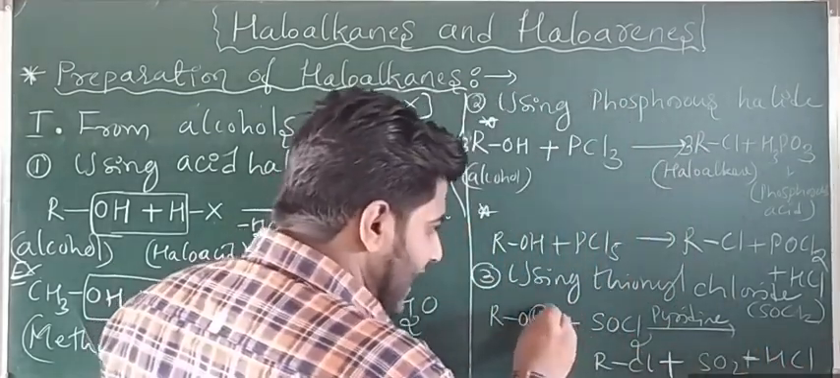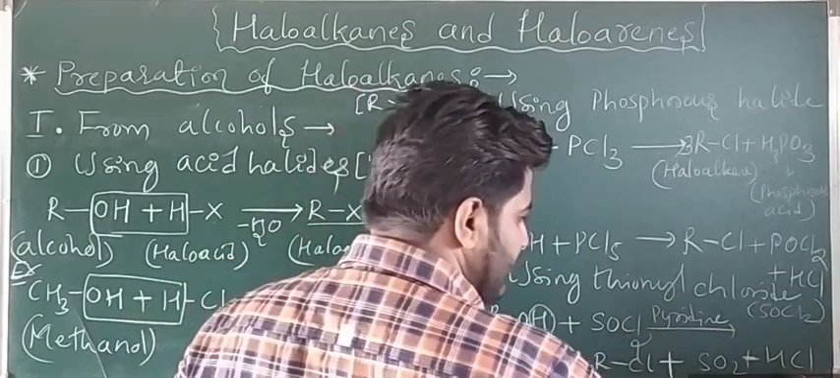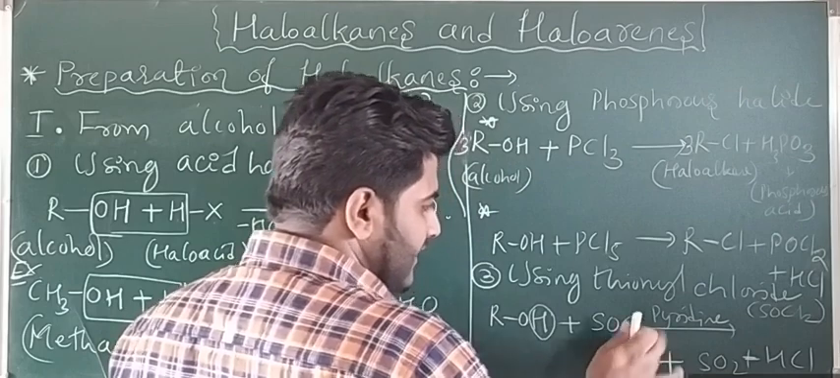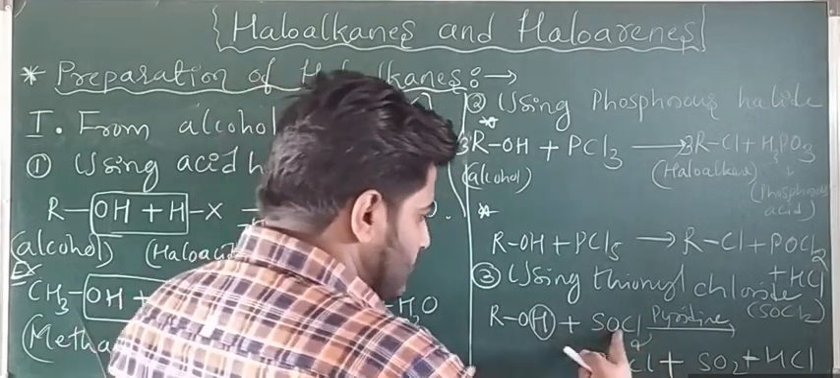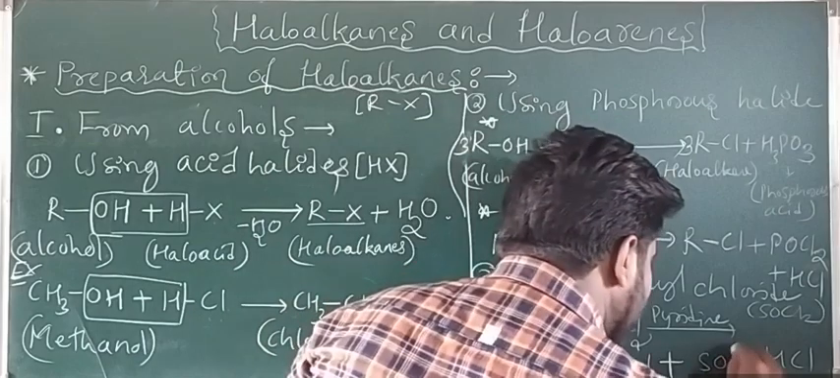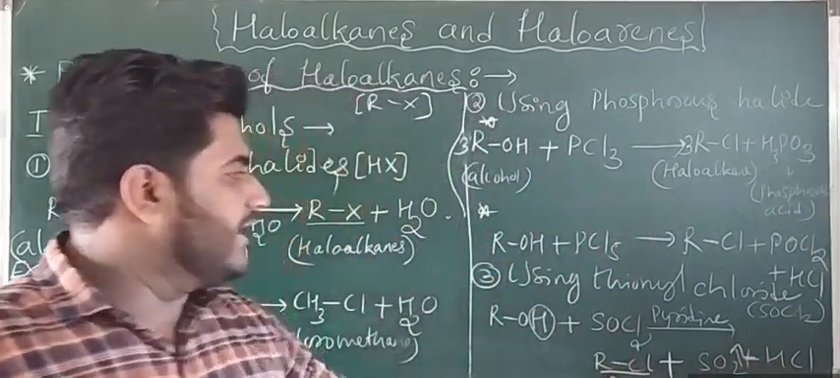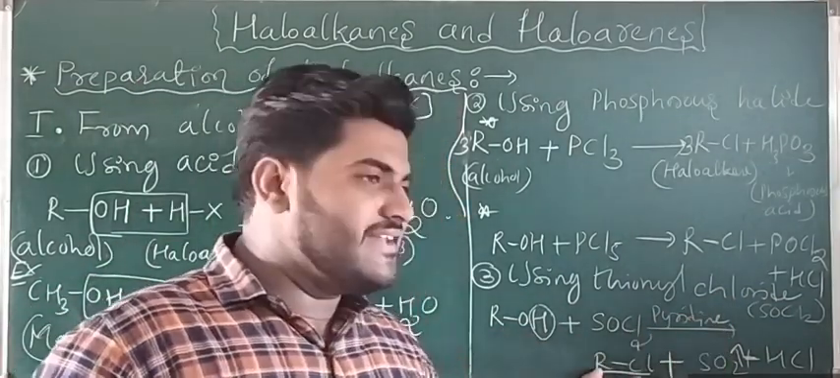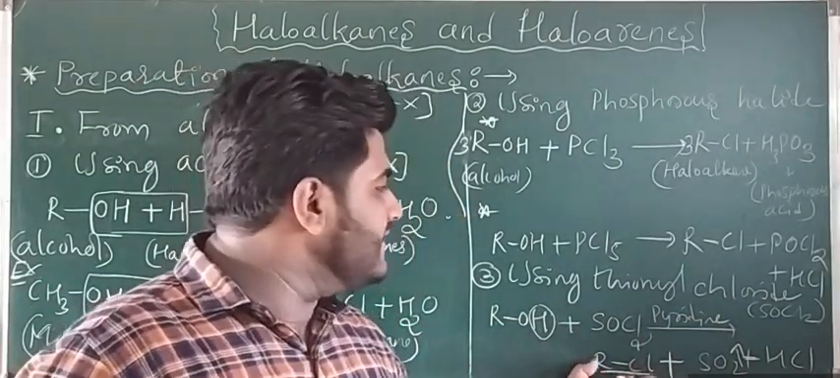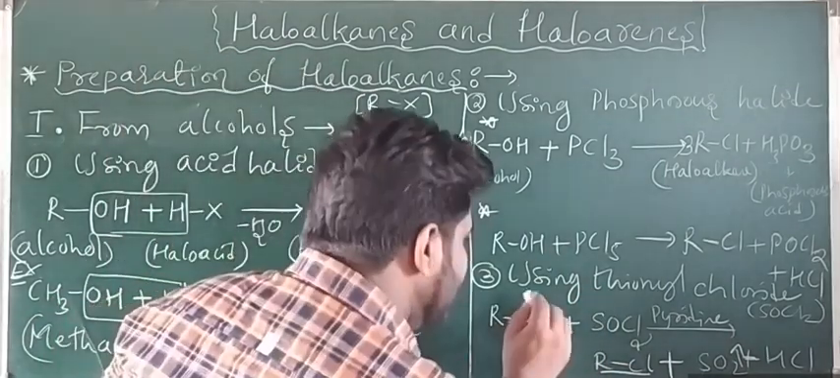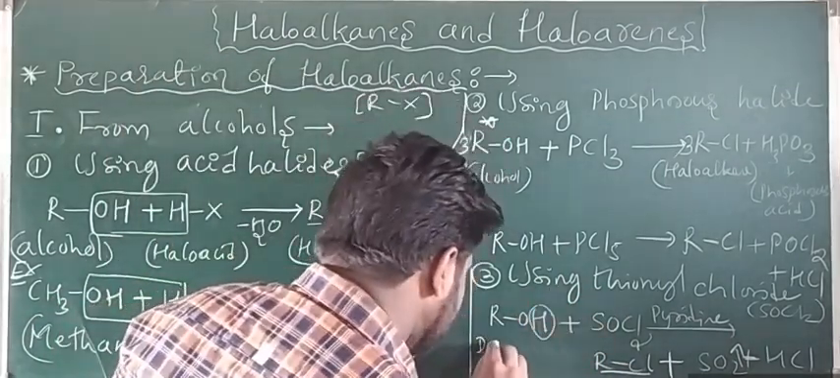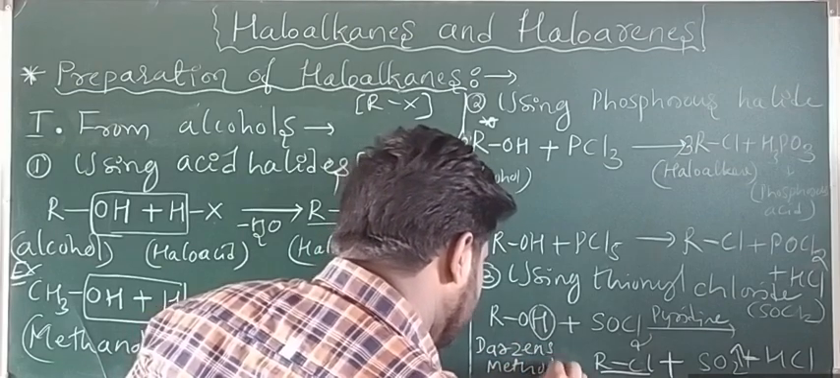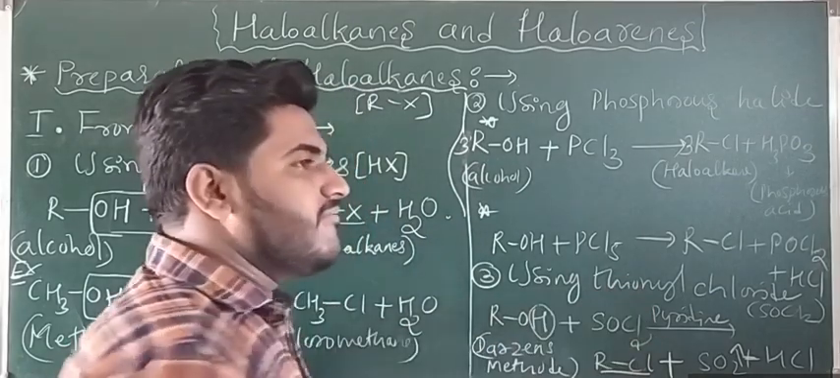Look here. One H is there. That H and one Cl will eliminate as HCl, and one Cl will add to make RCl. And the remaining S and O form SO2, a gas, which is eliminated. So this is again our haloalkane. So using thionyl chloride and alcohol in the presence of pyridine, haloalkanes are obtained. This method is called Darzens' method. Which method? Darzens' method. This is called Darzens' method for the preparation of haloalkanes.